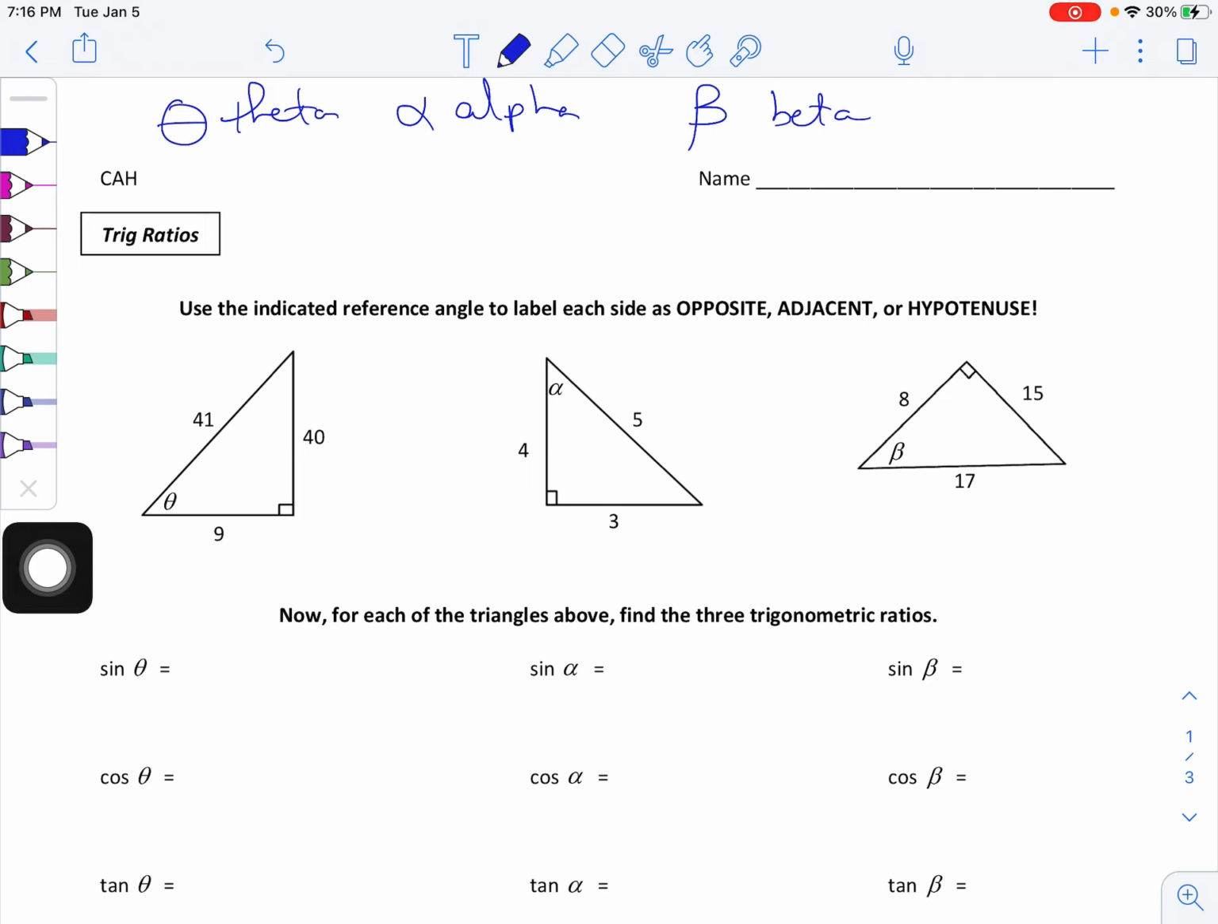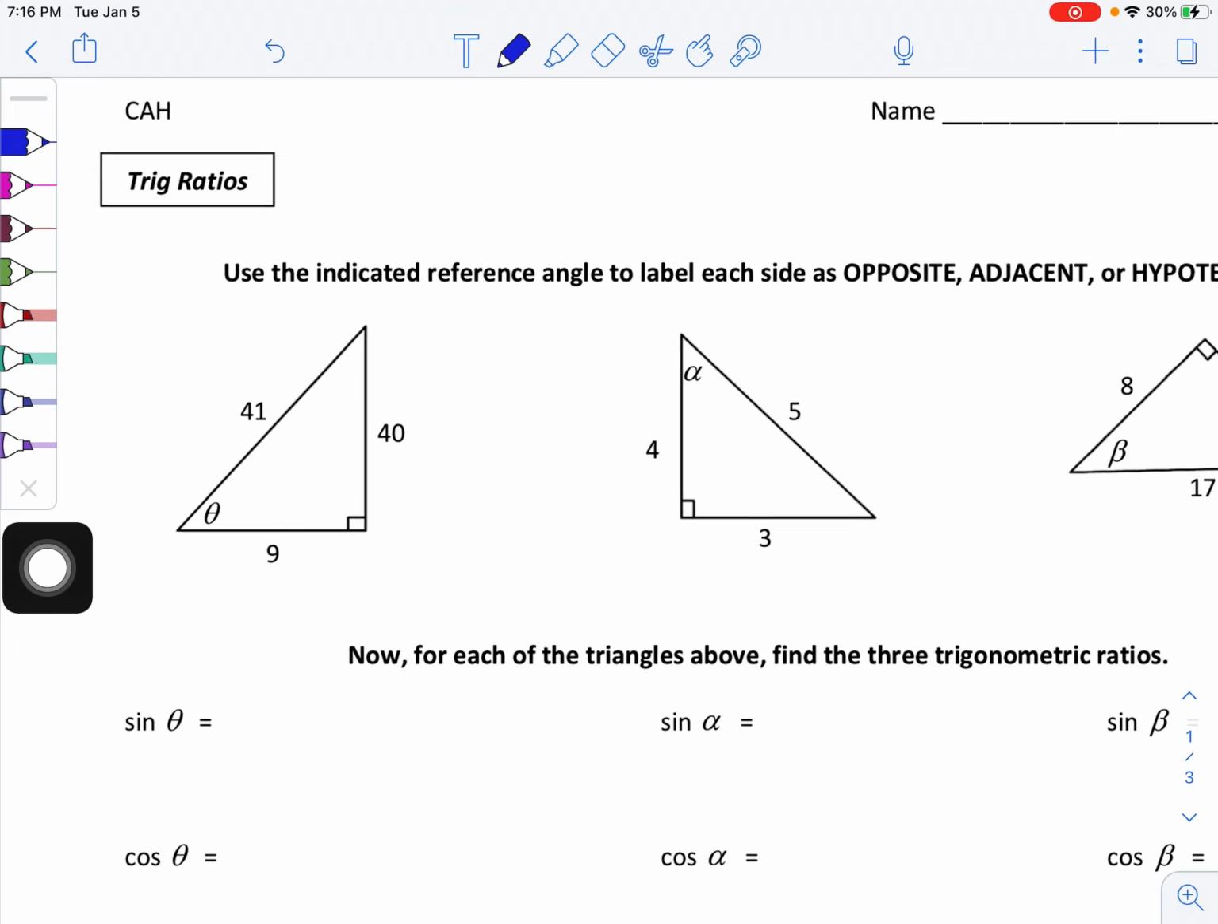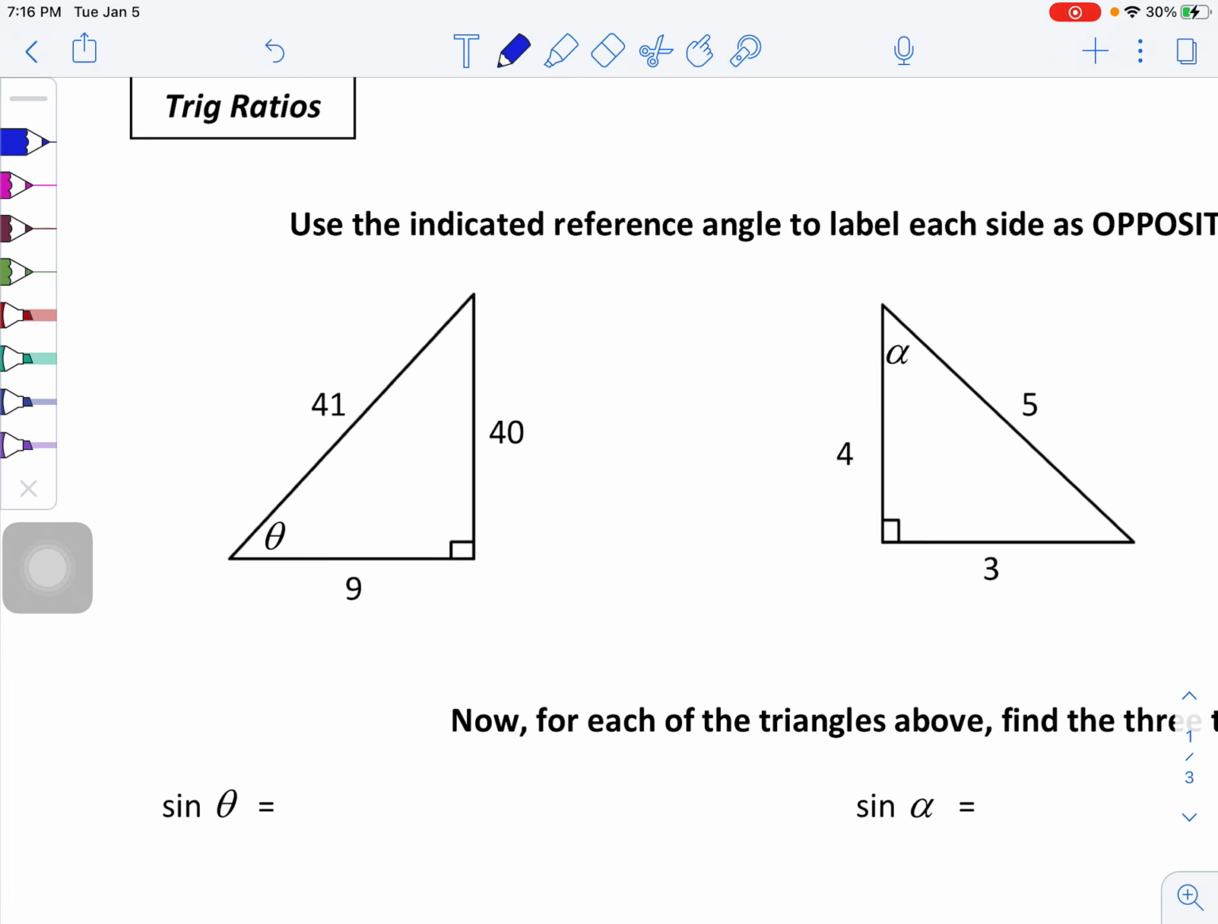All right, so first thing says, and I'm going to zoom in on this first picture here, use the indicated reference angle, which in this case is theta here, to label each side as opposite, adjacent, and hypotenuse. So there's a couple ways you could do this. It really depends on what makes sense to you. Your reference angle, if you go directly across the triangle, that's your opposite side. And yes, you can abbreviate it as OPP or just even O for opposite.